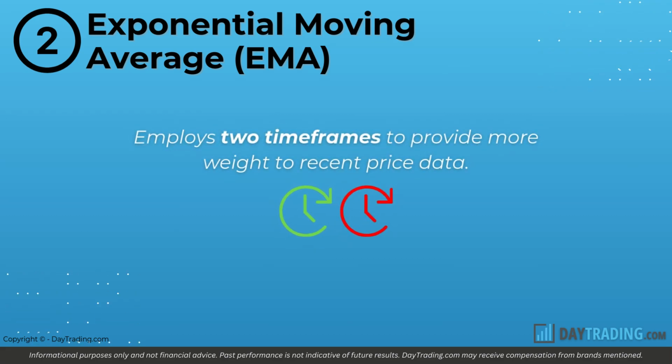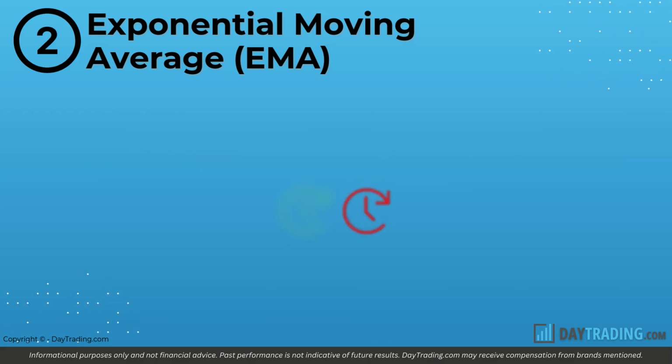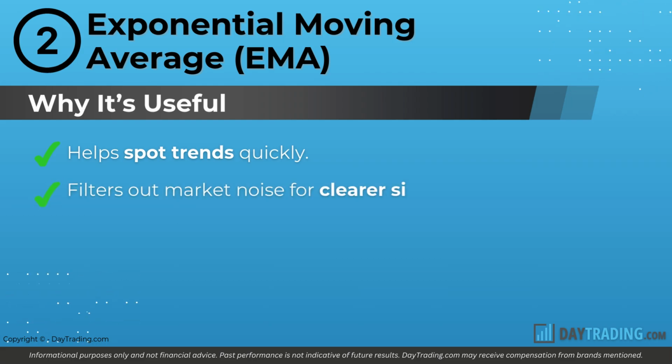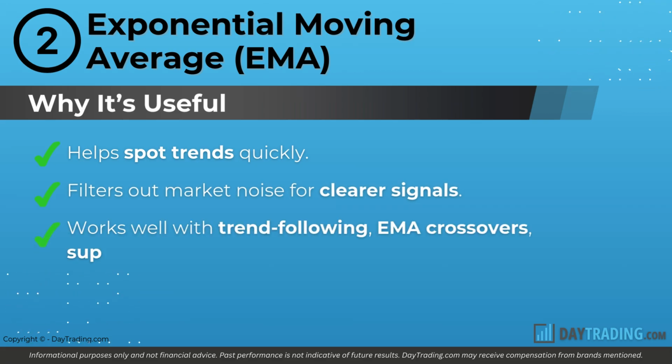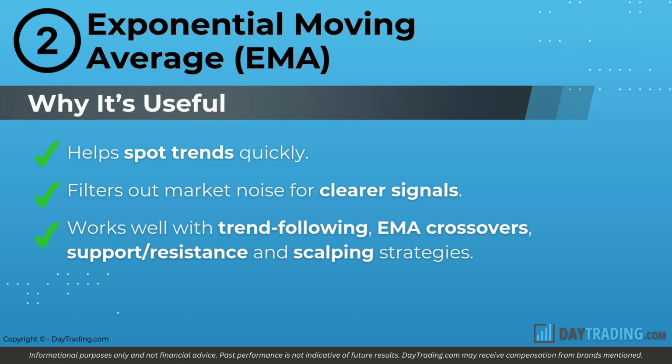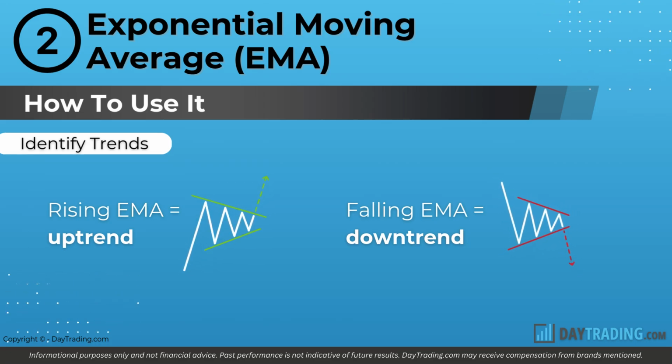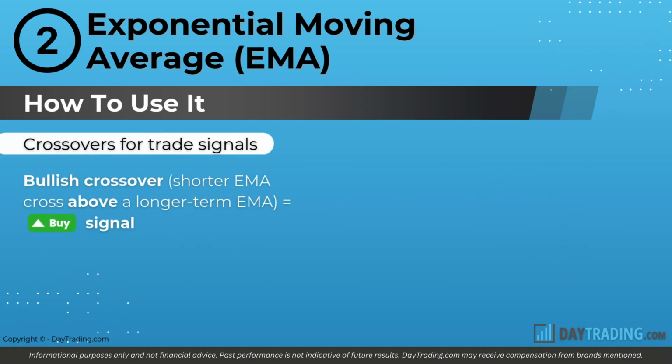The EMA is a type of moving average that gives more weight to recent prices, making it more responsive to market movements than a simple moving average. It's perfect for short-term trading because it smooths out price action, helping traders identify trends faster. Crucially, it filters out market noise for clearer signals. It works well with trend following, EMA crossover, support resistance, and scalping strategies. To identify trends, observe the movements of the EMA lines. If the EMA is rising, the market is in an uptrend, and if the EMA is falling, the market is in a downtrend. You can also use crossovers for trade signals.